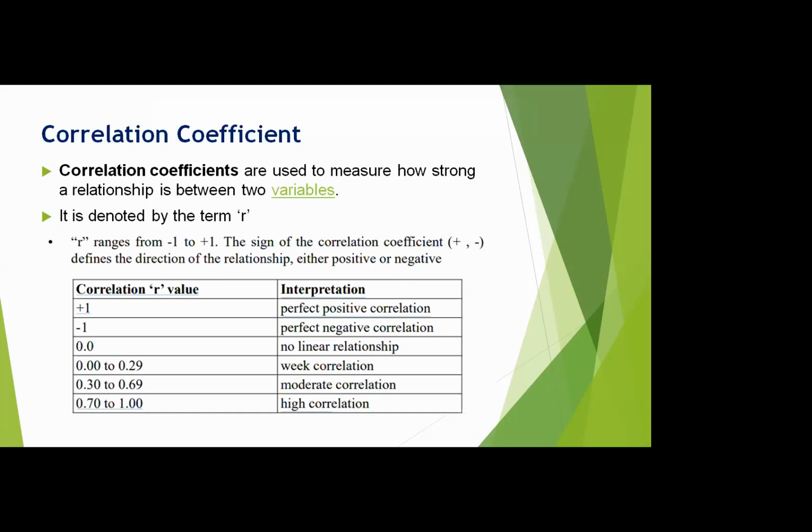The next point is the correlation coefficient. This correlation coefficient is actually the test statistic of the correlation concept. We use the correlation coefficient to measure how strong a relationship is between two variables. This is the test statistic we use, the same as in the t-test we used the t statistic, and for ANOVA we used the f-statistic. In the same way, for correlation, we use the test statistic R.